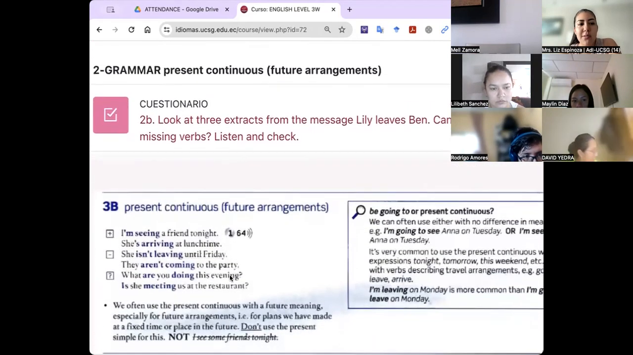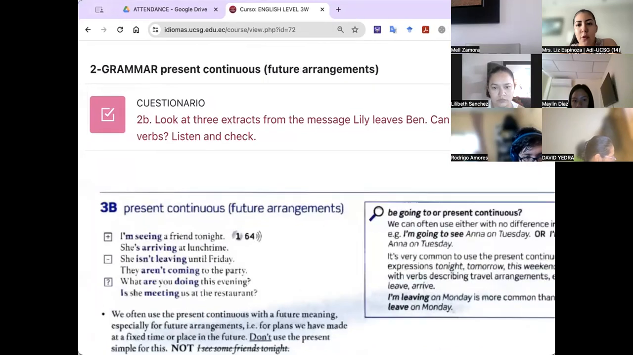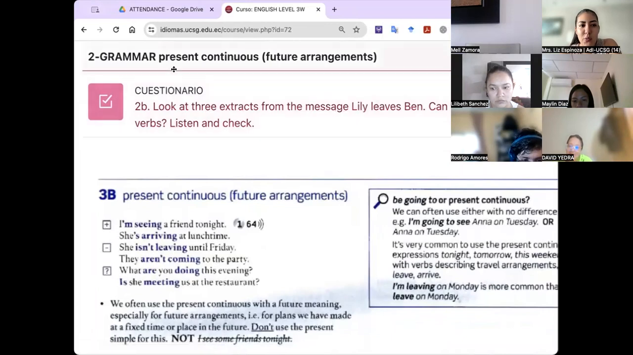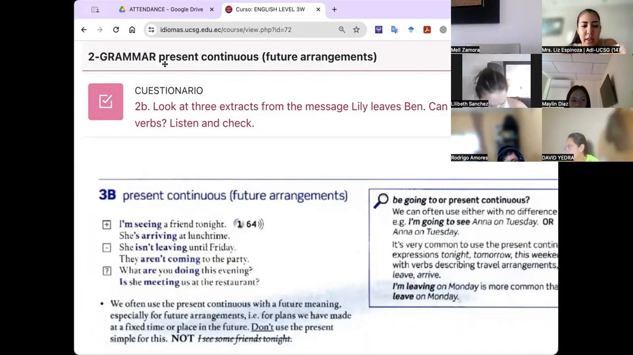All right, so as I was mentioning, we are going to talk about future for future arrangements, but in this case, pay attention, are we going to use be going to? Not really. We're going to use present continuous. Remember, for plans and predictions, we use yesterday's topic, be going to, okay? For future arrangements, those are activities that you plan and schedule to do on a specific day, right?